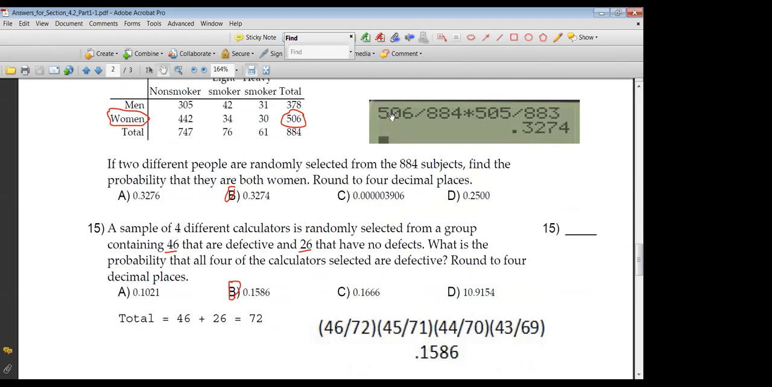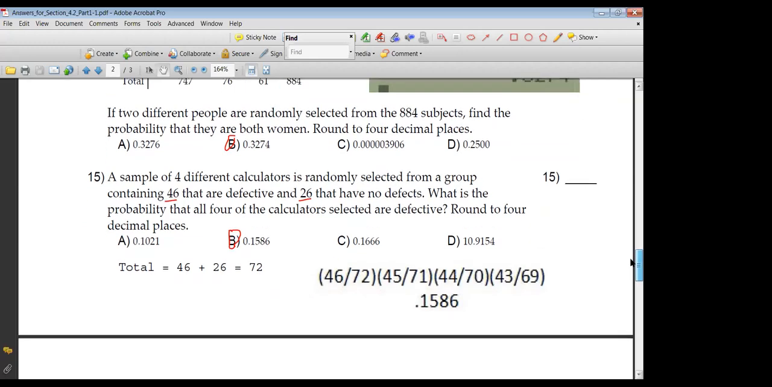Well, first time out, favorable over total. That's 506 women out of a total of 884. I pull that woman aside. Now I only have favorable. There's only 505 women left out of a total of 883. If I did it again, it'd be 504 over 882. You get the idea. Dependent events.